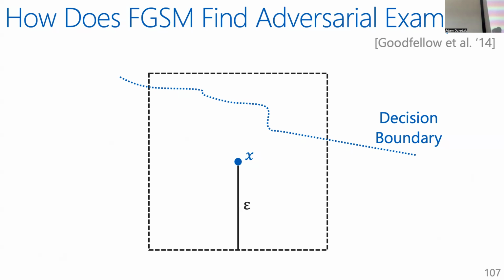Now for FGSM, what would happen is that I usually go to one of these corners to find the adversarial examples. What I actually do is take the sign of the gradient. This sign, in this case, would end up in the corner of this epsilon ball. Also, usually I clip the gradient to stay within the epsilon ball.